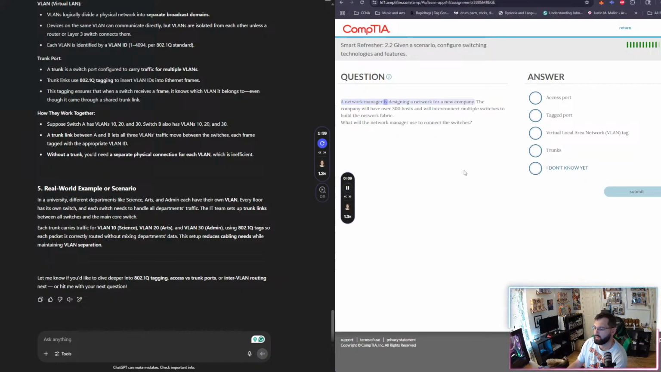A network manager is designing a network for a new company. The company will have over 300 hosts and will interconnect multiple switches to build a network fabric. What will the network manager use to connect the switches?